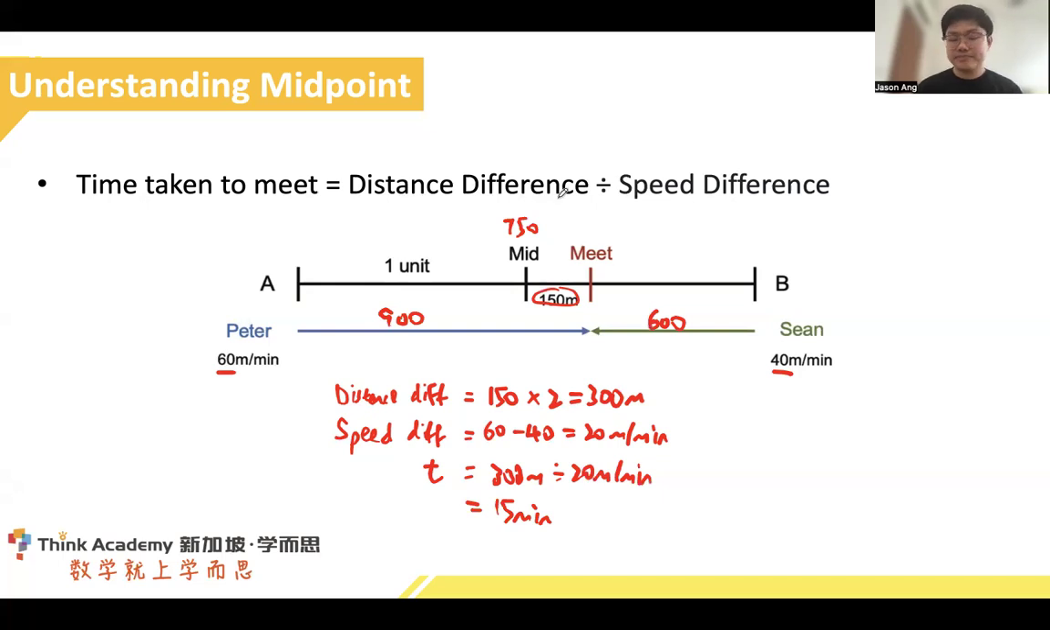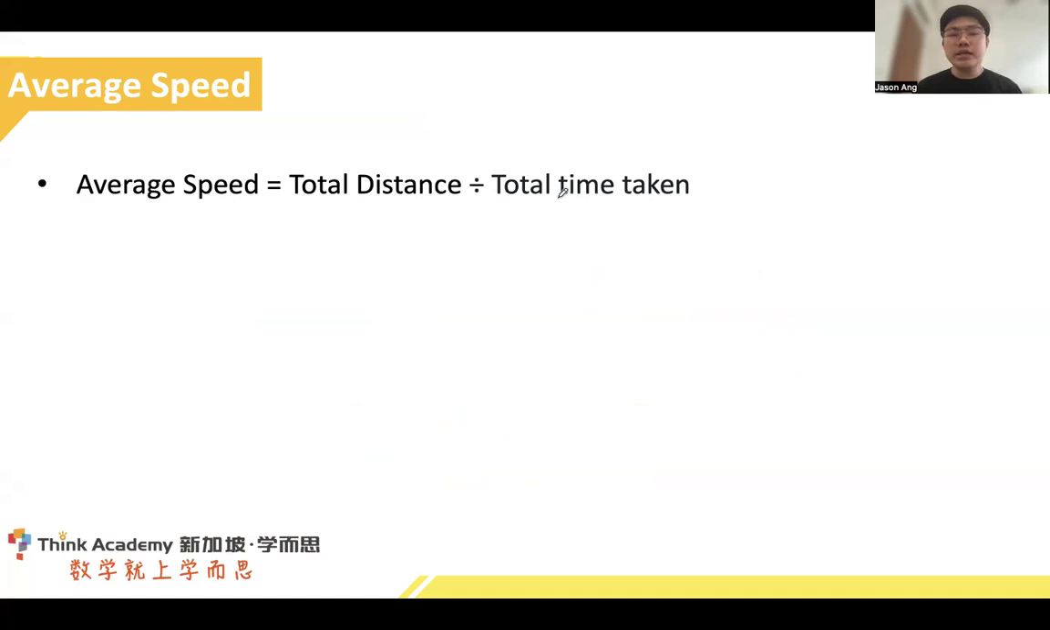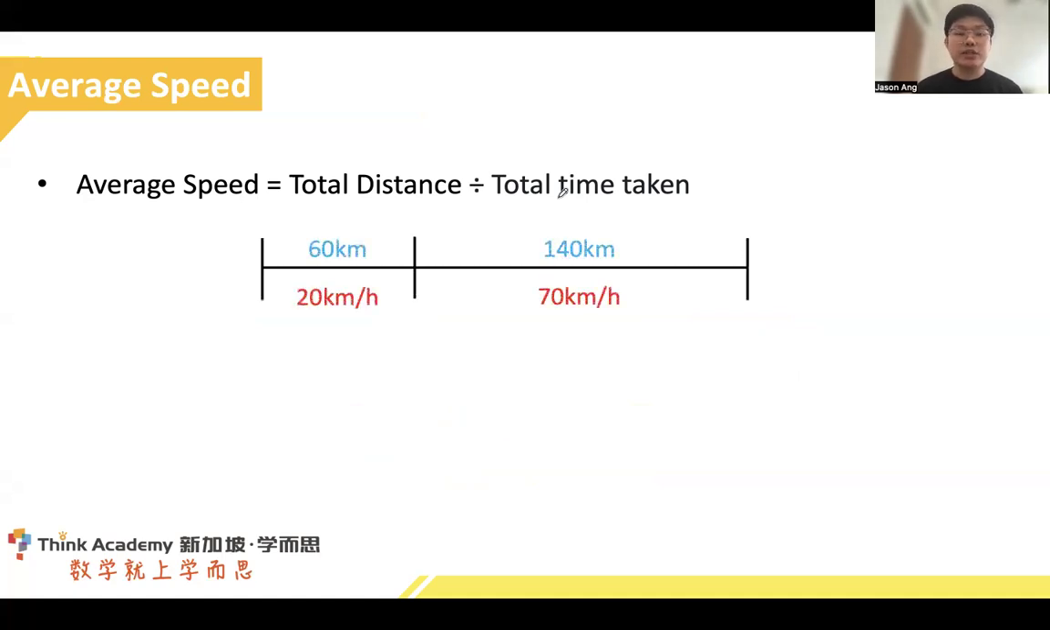This makes sense. Now, another key concept is the average speed, where you are supposed to take the total distance divided by the total time taken. There are many students in the past that like to just take the average, right? So it's just taking the two speeds, adding them up and dividing them by 2. And that is completely the wrong way.